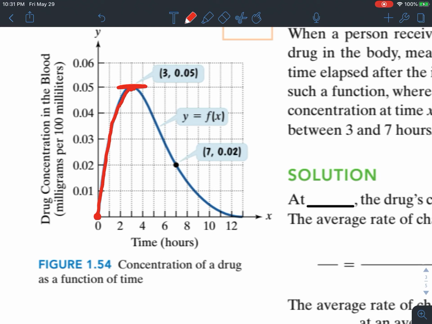And then what happens? Well, then your body starts to break down the drug. That's what your liver does. But that's a longer process. So this is the drug deteriorating or decaying, being processed by your liver over time.